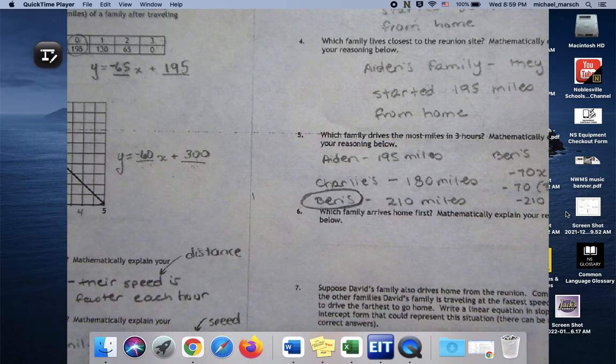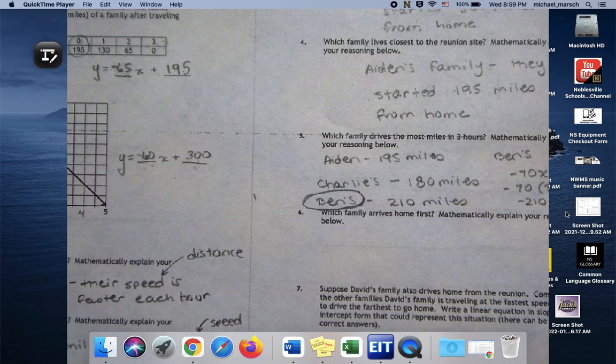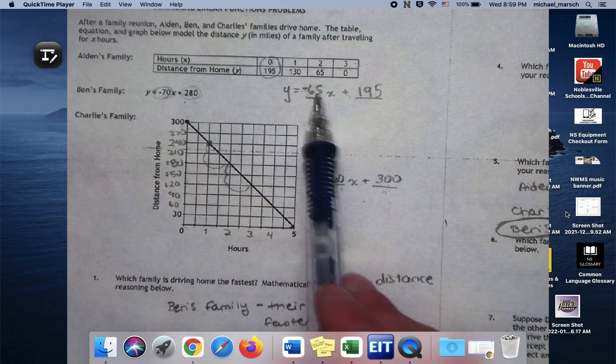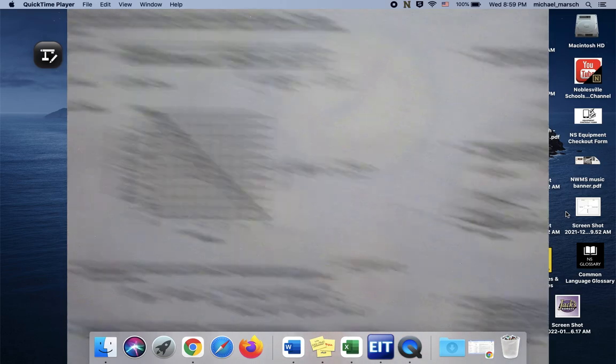Right? And if you remember, in class on Tuesday, you could have put 3 in for any of these x's to figure out how many miles they have gone or how many miles they have left.